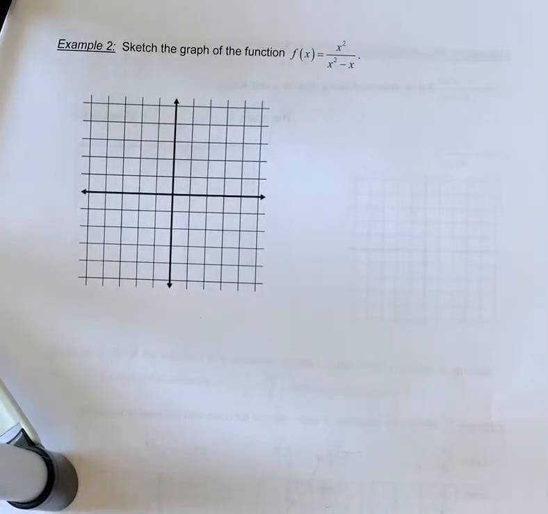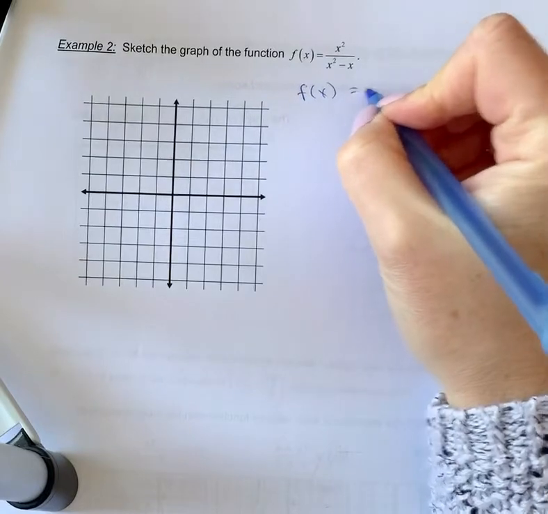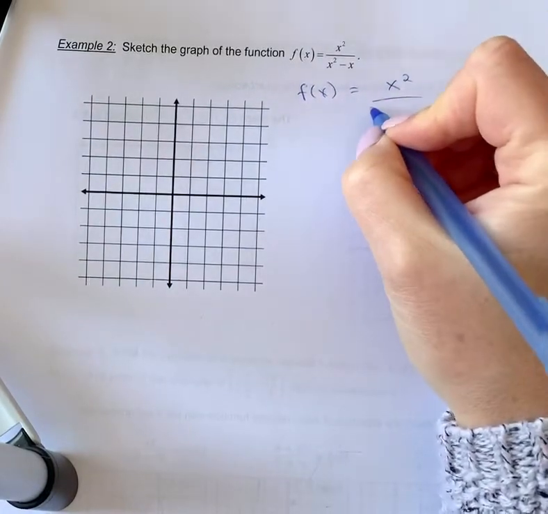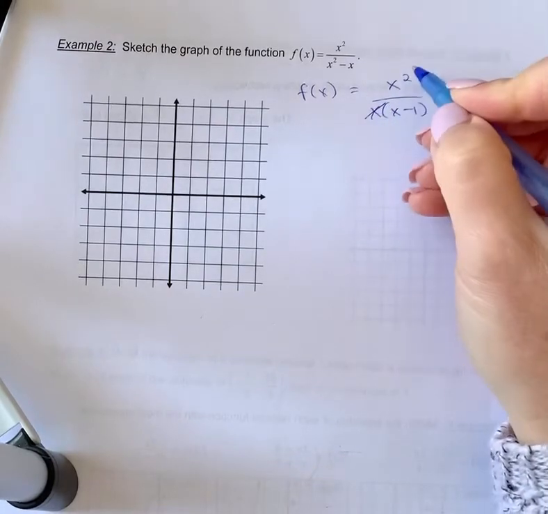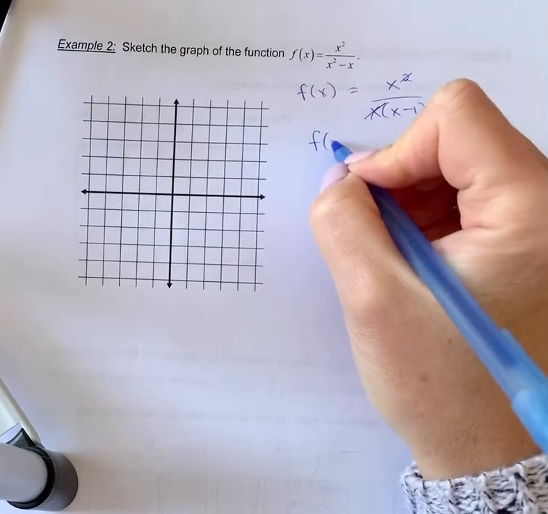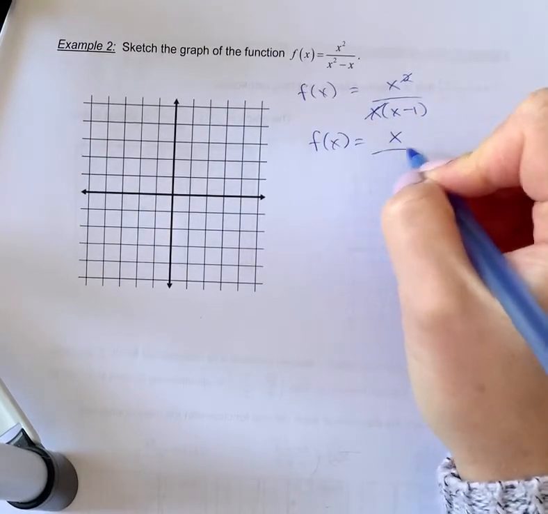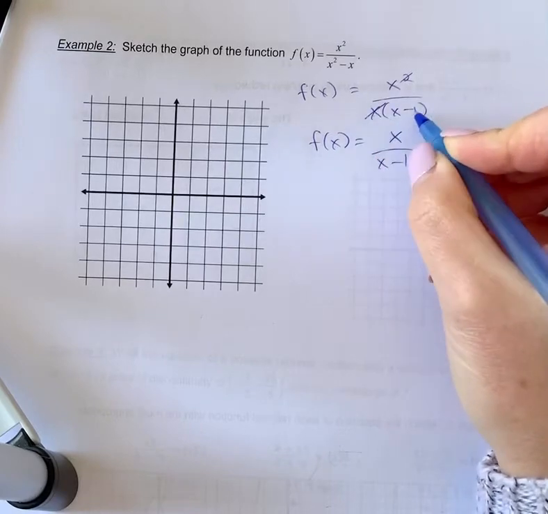Example 2, sketch the graph of the function f of x equals x squared over x squared minus x. So first we're going to see if this simplifies. We're going to factor that x out of the denominator there, and you'll see that one of these x's can simplify. So here's your simplified equation, x over x minus 1, where x cannot equal 0 and 1.